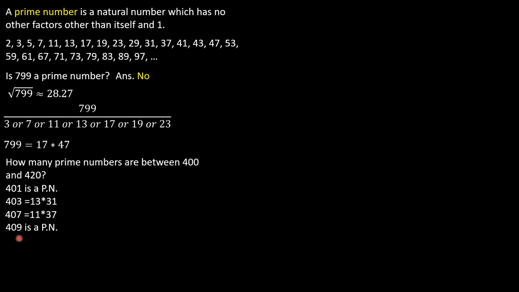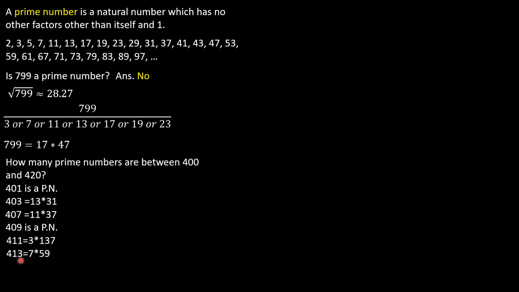Next, 410 is divisible by 2. 411: 411 is equal to 3 times 137, so therefore it is not a prime number. 412 is divisible by 2. 413 next is equal to 7 times 59, so it is not a prime number.